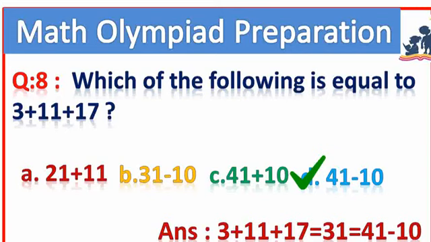Question number 9. How much should be subtracted from 61 to get 29? 32. Yes, 61 minus 29 is 32. Good.